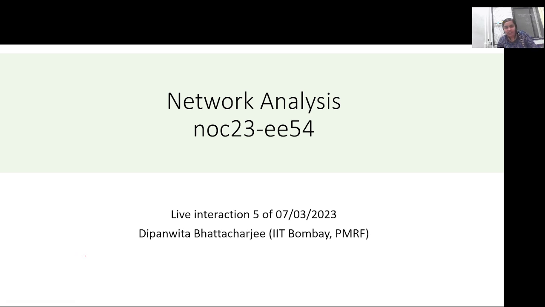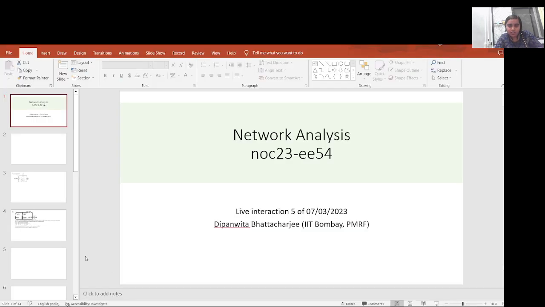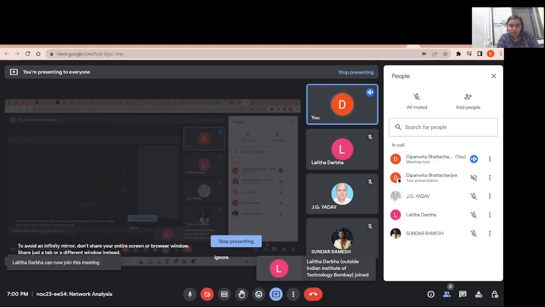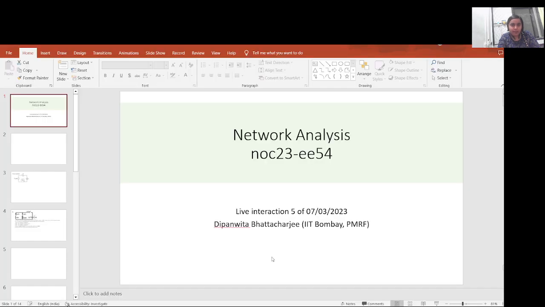Welcome to the fifth interaction session of network analysis. This week, Sir had shown how to use Laplace transform for solving different circuit problems.